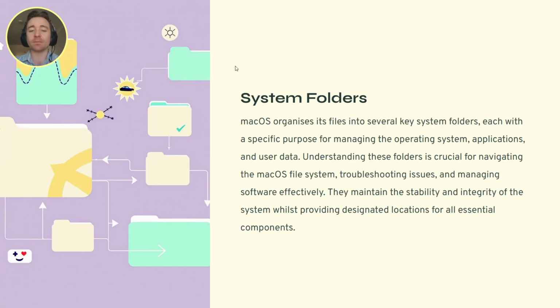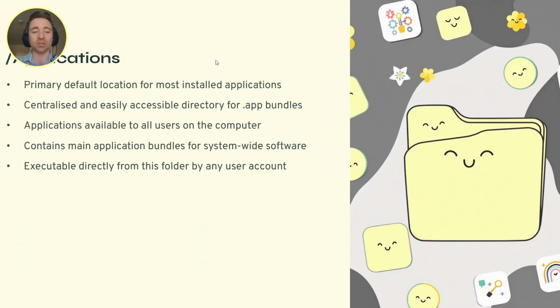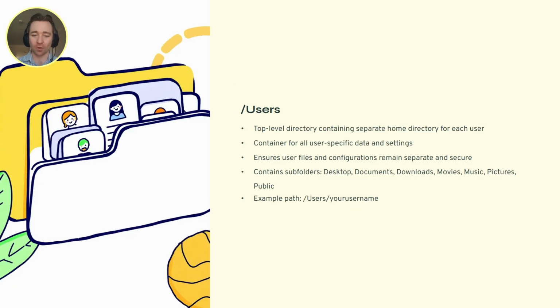Now, system folders you need to know about, right? macOS organizes its files into several key system folders, and each has a specific purpose. The Applications folder is the primary default location for most installed applications. Functionally, that's what you need to know. The Users folder is the top-level directory containing a separate home directory for each user. It contains all user-specific data and settings. If you want data and settings about users, you go to the Users folder.